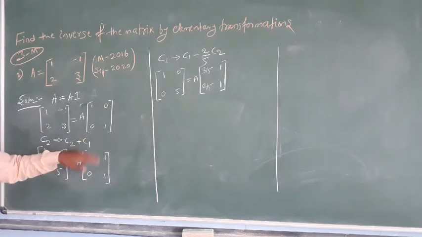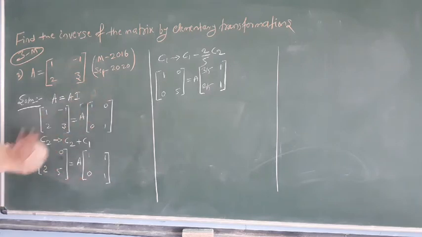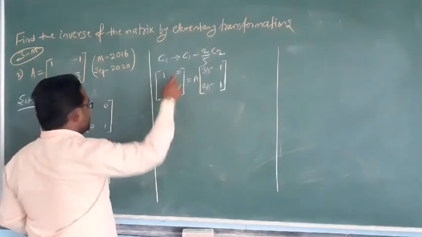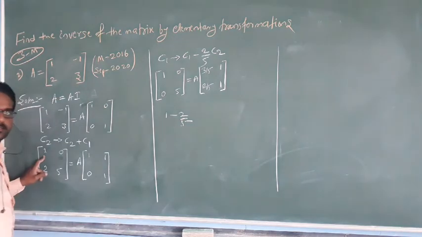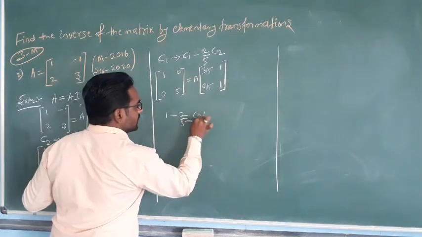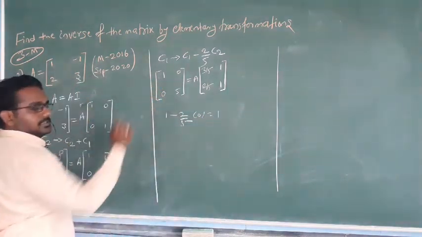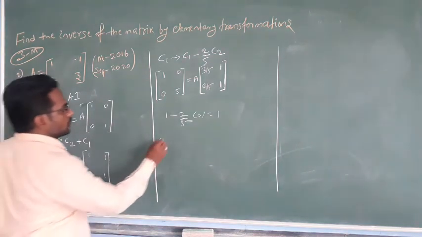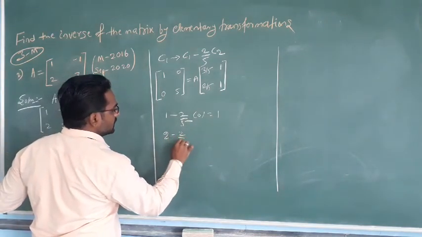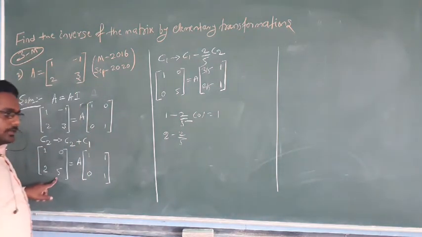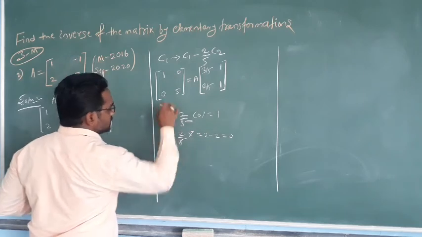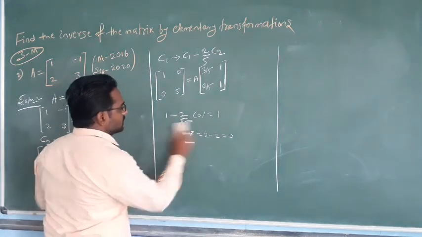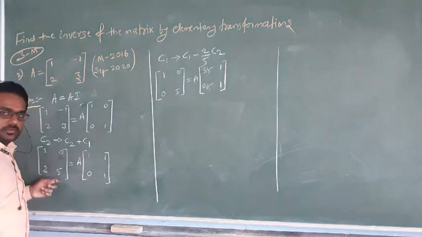Got changed. Now what will we apply? C1 changes to C1 minus 2 by 5 C2. So what is the C1 value? First value 1 minus 2 by 5, the C2 value is 0, so we will get 1 here. Next, 2 minus 2 by 5 into C2, that is 5. 5 gets cancelled. 2 minus 2 is 0. So the first column got changed and the second column is as it is, 0, 5.